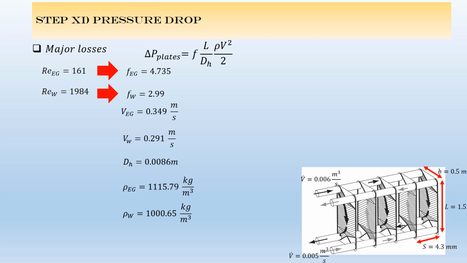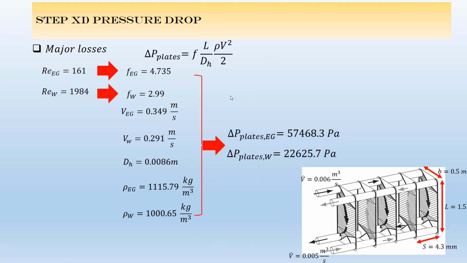Yeah, if you just use the velocities, the hydraulic diameter, and all this information, you can actually calculate the delta P for ethylene glycol and delta P for water. And you can see, in these two cases, the delta P is lower than 70 kilopascal.